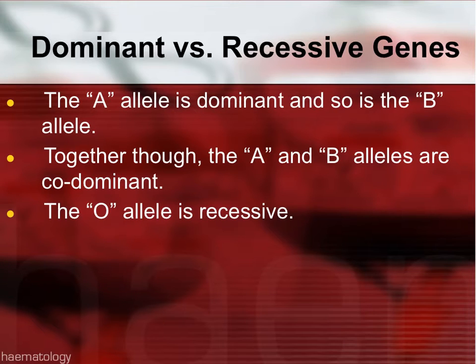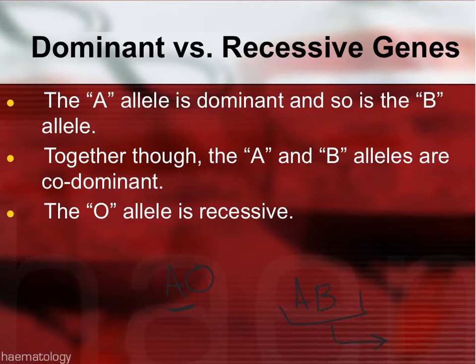Now, blood type is really interesting when it comes to dominance and recessiveness, because it's complicated. A and B are both dominant, and they're both dominant over the O allele. So if we had someone whose genotype was A and O, then their phenotype would be type A blood, because that A is dominant. However, A and B are codominant. So when you see them together, you're going to get a type AB blood type.